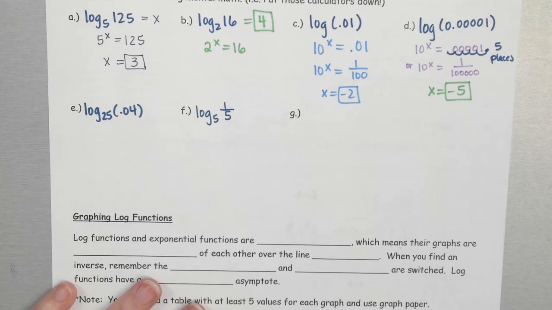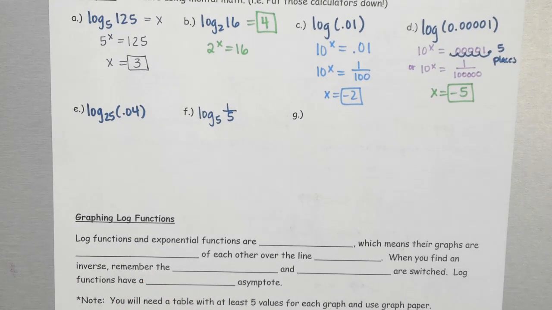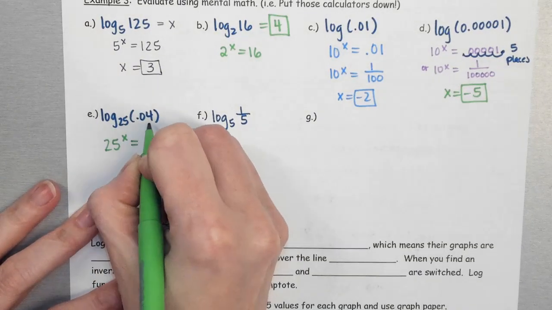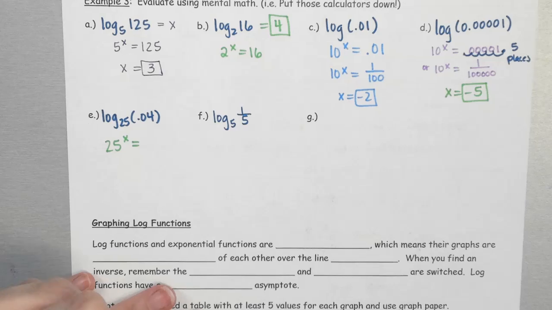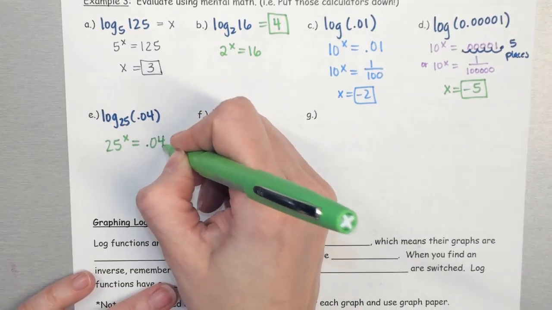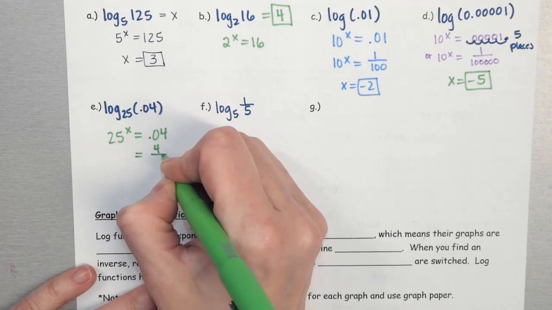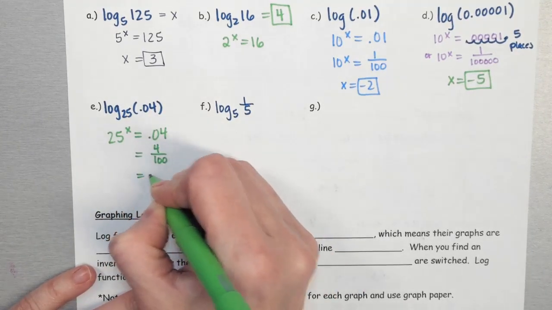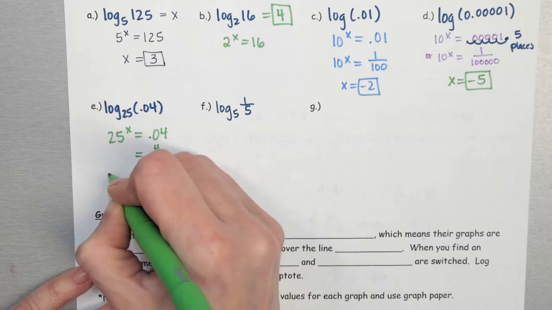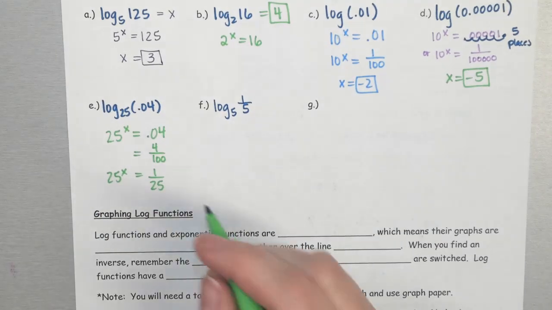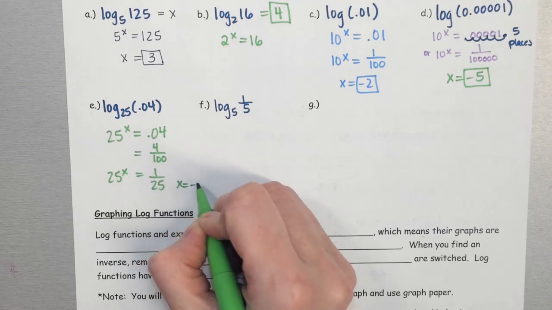All right, and then for E, your base is 25, so 25 to what power is 0.04? So again, I might rewrite that as a fraction. So it's in the hundreds place. What is 4 over 100 reduced to? 1/25th. And then from there, from 25 to 1 over 25, we know that's just going to be what? -1.